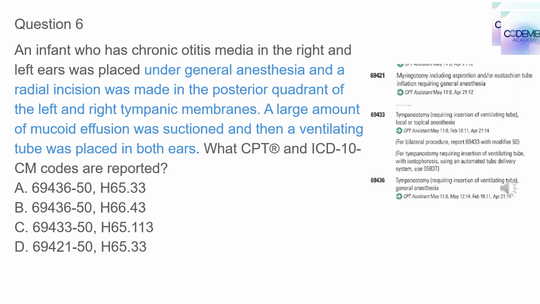Myringotomy is basically cutting the tympanic membrane and allowing the pus to drain. But here they have put the tube so that in the future also, if there is a pus collection, it will continue to drain. So that is one important consideration. The second important consideration is that this procedure has been carried out under general anesthesia. So these are the two data points which we have found out. So kindly read the codes and tell me the answer.